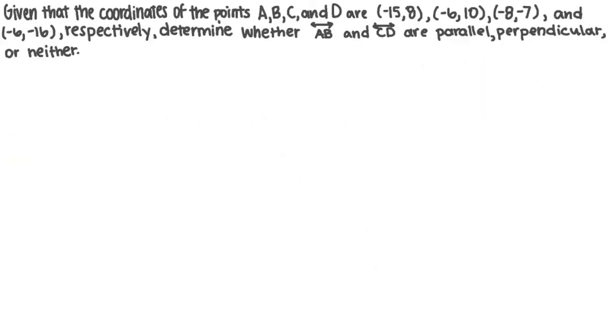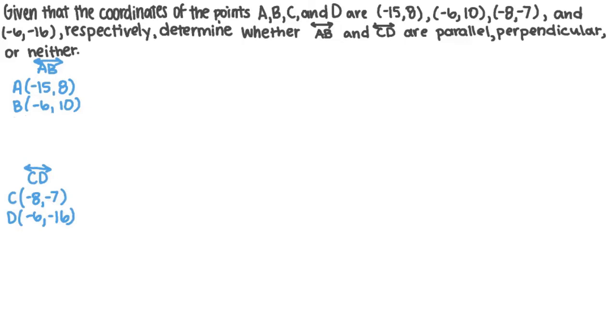In this example, we'll again be classifying lines, but this time we're not given the equations of the lines. We're only given 2 points that lie on each of the lines. Given that the coordinates of the points A, B, C, and D are (-15, 8), (-6, 10), (-8, -7), and (-6, -16) respectively, determine whether line AB and line CD are parallel, perpendicular, or neither. Points A and B fall on the line AB, and points C and D fall on the line CD.